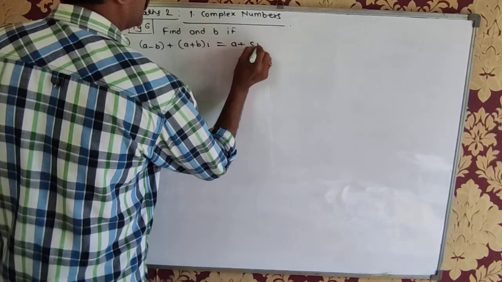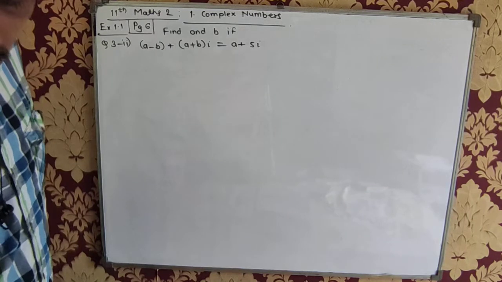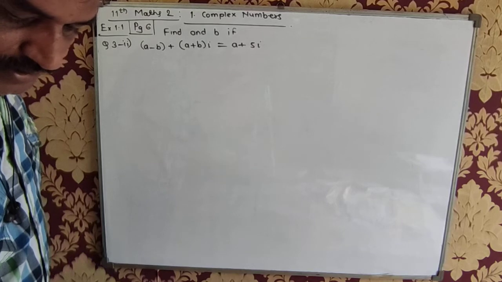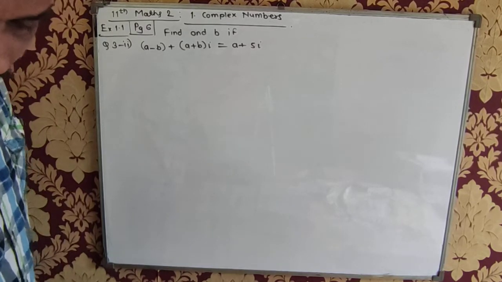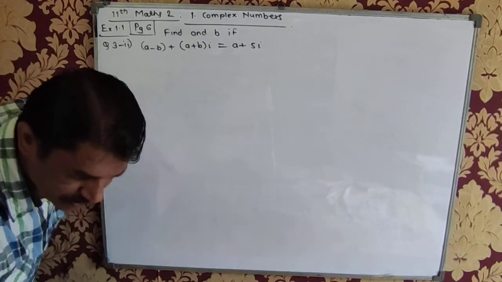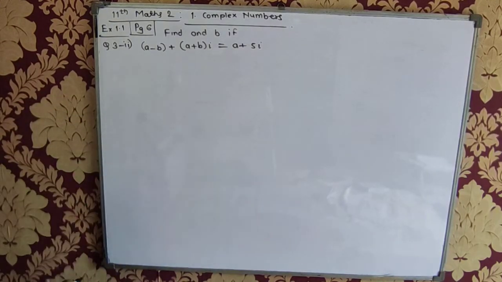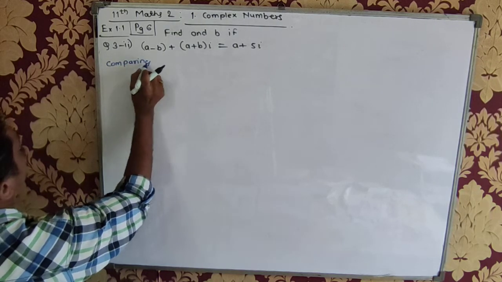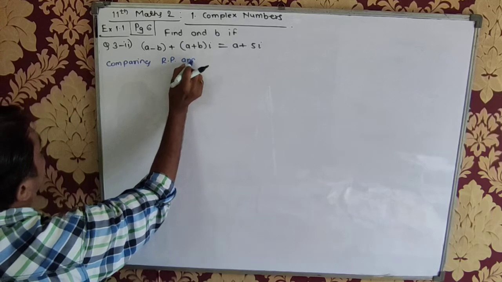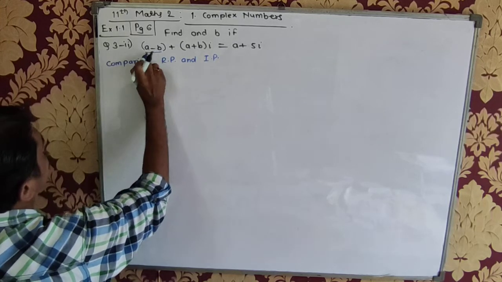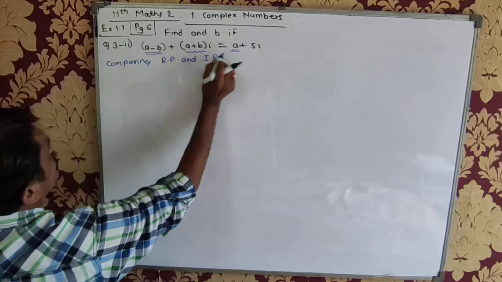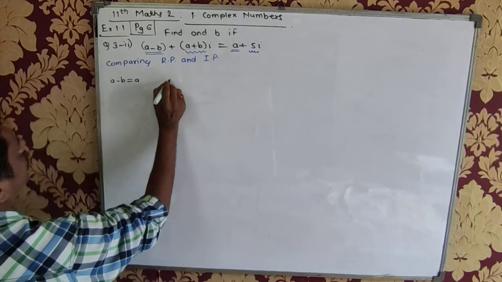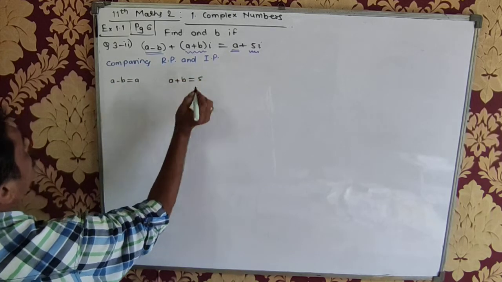Now this is very easy. You have to compare the real and the imaginary parts. I repeat, you have to compare the real and the imaginary parts. Okay? So, which is the real part and which is the imaginary part? A minus B and A. Comparing real part and imaginary part. This is the real part and this is the imaginary part. Okay, A minus B is equal to A and A plus B is equal to 5.